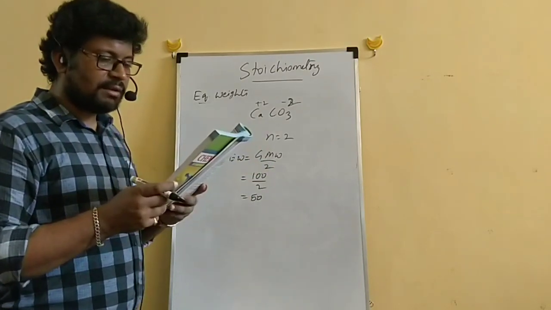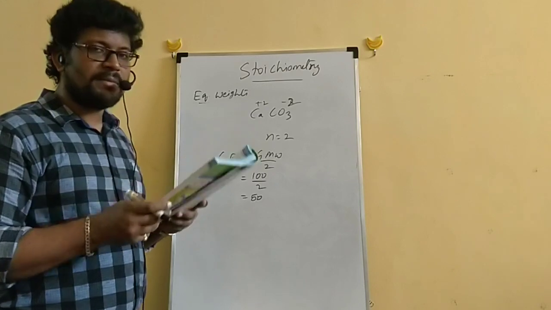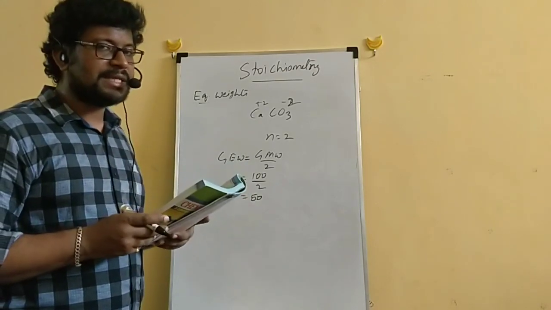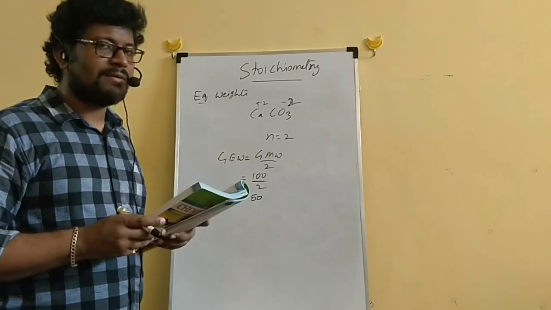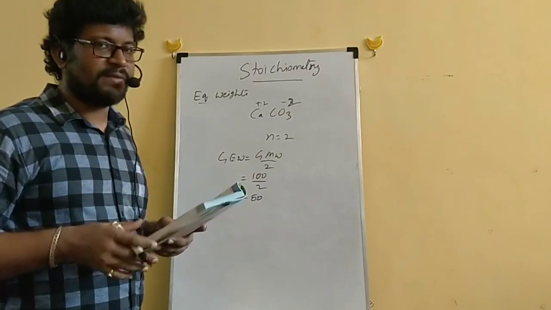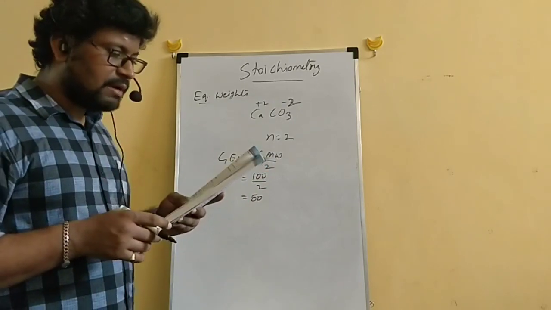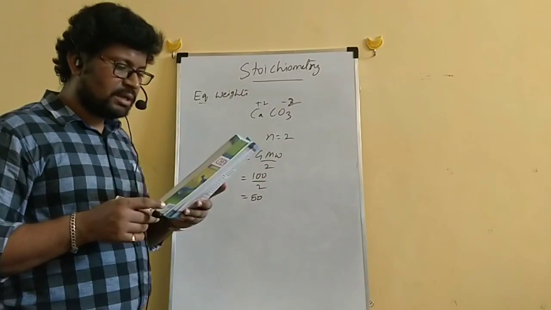The following is not a fixed quantity. The equivalent weight of an element or compound changes from compound to compound, because it depends on valency. Depending on the valency, it will change. For iron, it is not fixed: Fe plus 2, Fe plus 3. According to that it will vary. Next, equivalent weight of K2Cr2O7 in acidic medium.